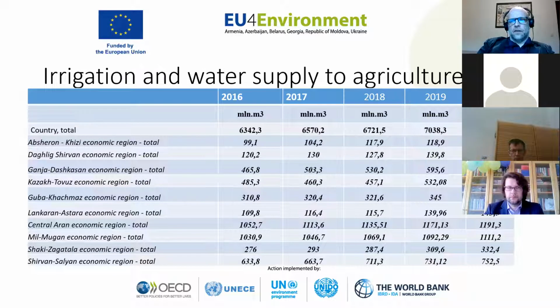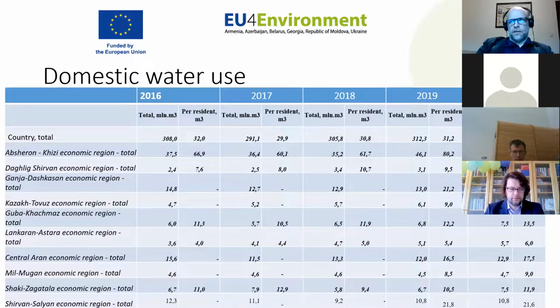Here we see some of the economic regions, and some are excluded where the program will not be involved. But it shows the increase in irrigation and water supply to agriculture that has been occurring. So it's going to be more intensely needed in the agricultural sector with the changes in climate. The domestic water use, on the other hand, we can see that total consumption per person is actually declining.